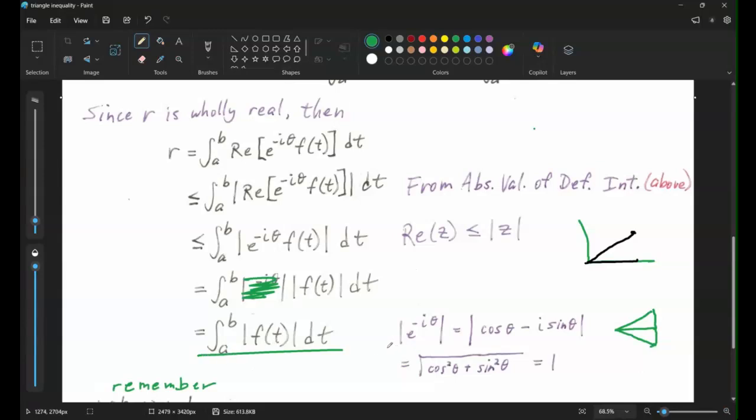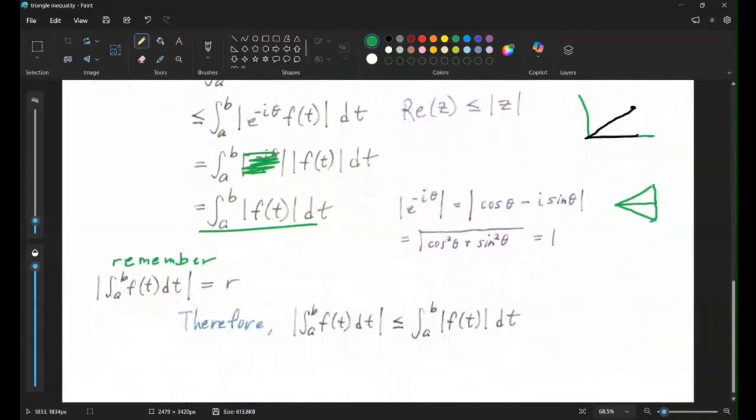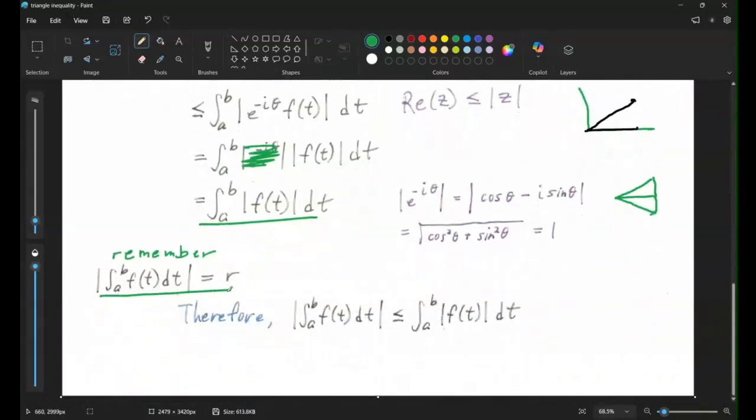And now we're there. So remember that r is less than this, and r is equal to this. So remember, this is r, and r is less than this, and we get our result.